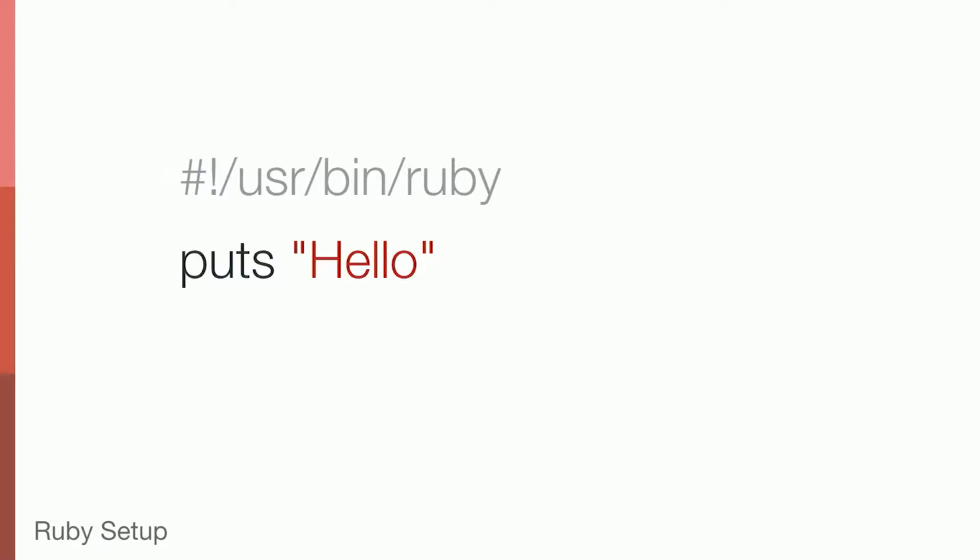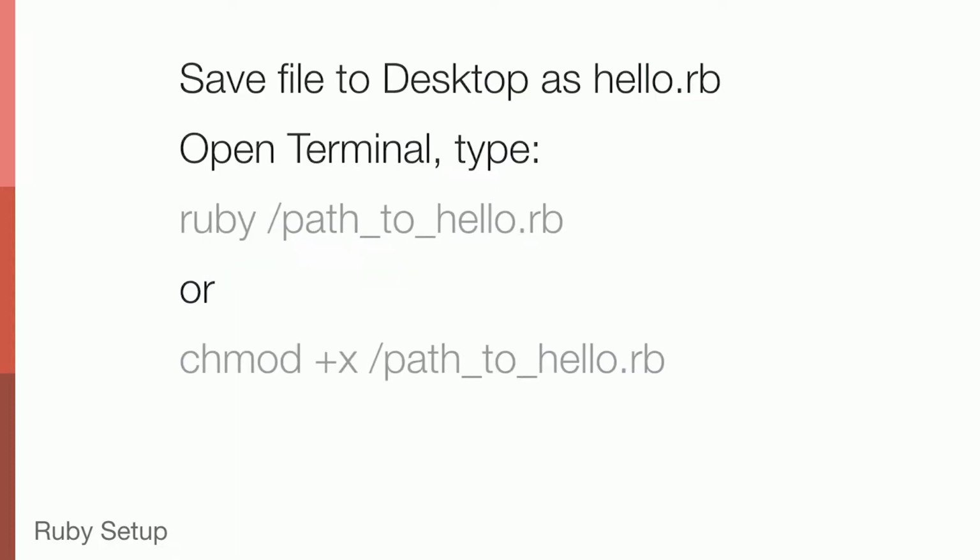So in a script, I would open it up. I would run that same thing as in irb. I would just put in my shebang, puts hello. Very, very simple. I would save that to the desktop, and then you have a couple of ways to run this. You want to make sure you save it with a .rb extension. You can open terminal and type ruby and then the path to it, or you can make it executable.